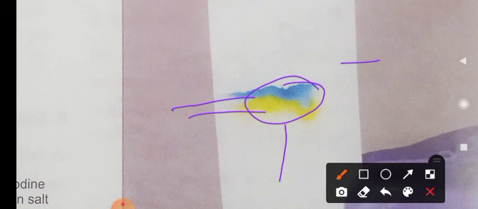The band of colors obtained on the paper is called a chromatogram. Chroma means color, so chromatogram is the band of colors. This is the chromatographic method. Do you understand the method, children?